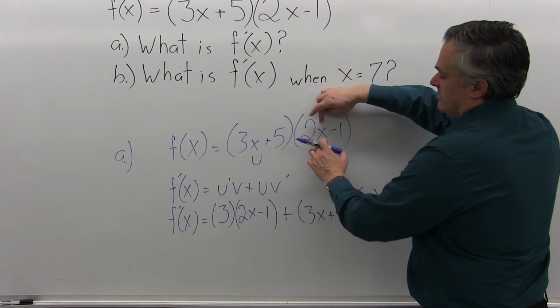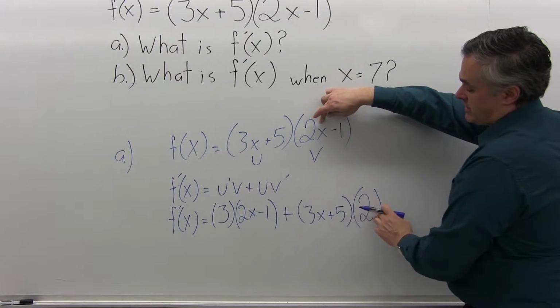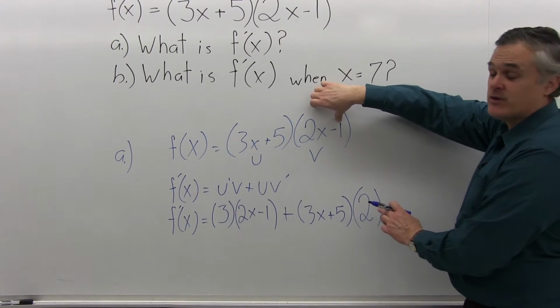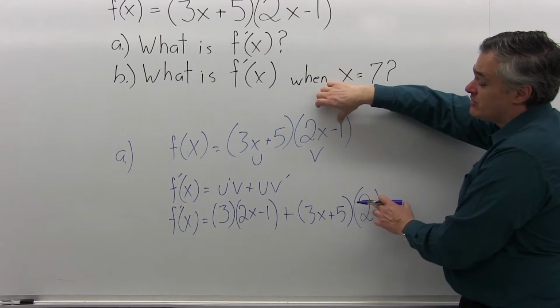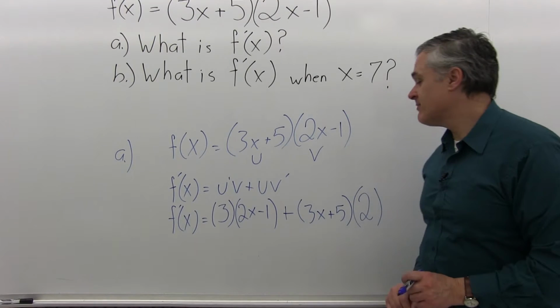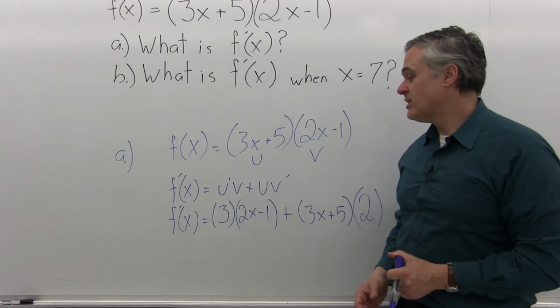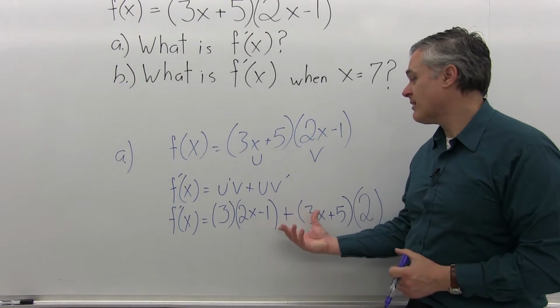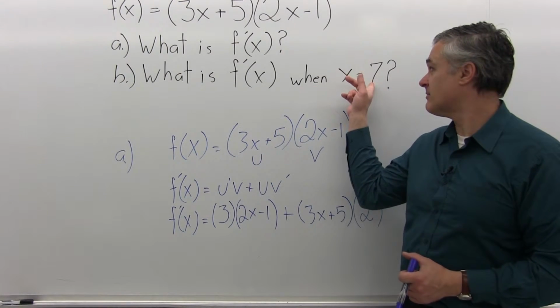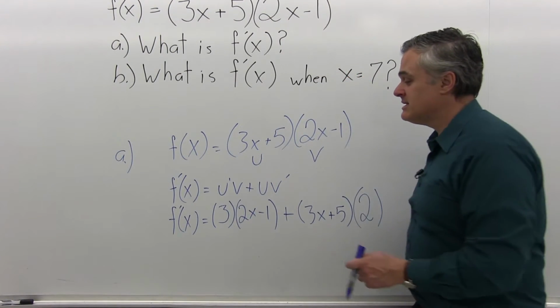And again, the reason that v prime is 2, the 2x, or 2x to the first, gives me the 2. The minus 1 with no x, the derivative is 0. So it's really 2 minus 0, which is 2. So this is the answer for f prime. I can neaten this up a little bit. You really don't have to. I mean, what you would only ever do with this is put in a value for x, like in part B. But it's easy enough.